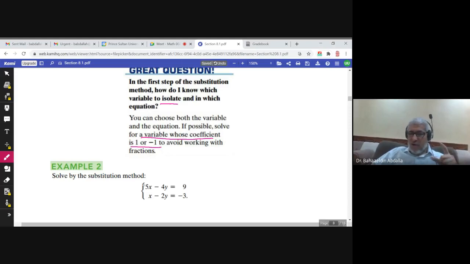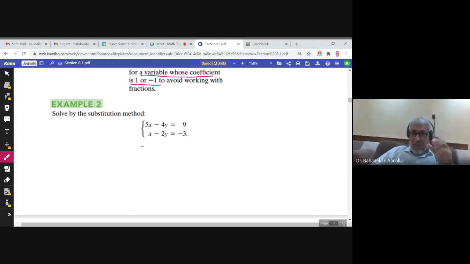So if one of the variables has coefficient 1 or -1, you solve that equation for that variable. If you look here at example 2, the coefficient of x is 5, the coefficient of y is -4 in the first equation. So it's not 1 or -1. But in the second equation, the coefficient of x is 1. So that's good. You can just solve the second equation for x.